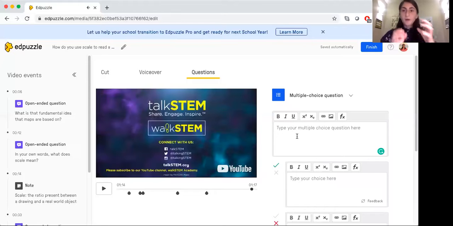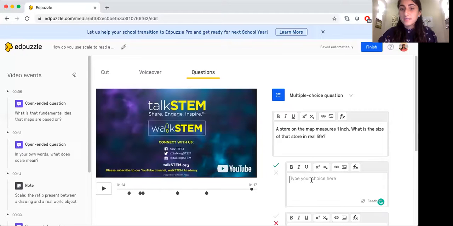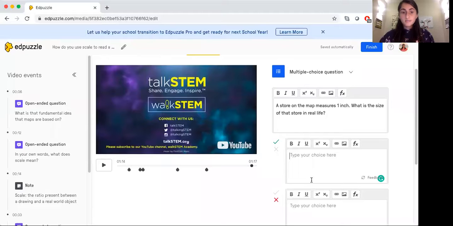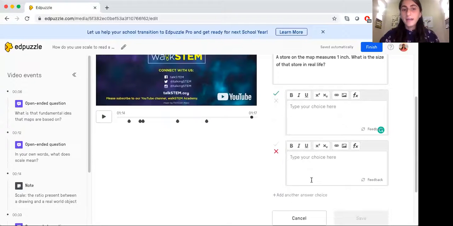So here he starts talking about what that measurement is. He says they take anything on the map and multiply it by 64. Here's a point where you can give your students some examples. You might say a store on the map measures 1 inch. What is the size of that store in real life? Just to kind of confirm that they had seen that you have to multiply it by 64. So then you can put in your answer choices, and then they would be able to actually go ahead and practice with what they just learned.